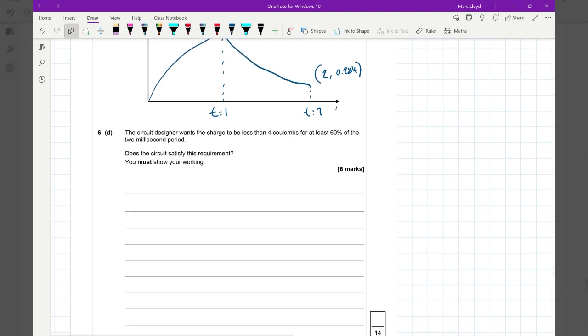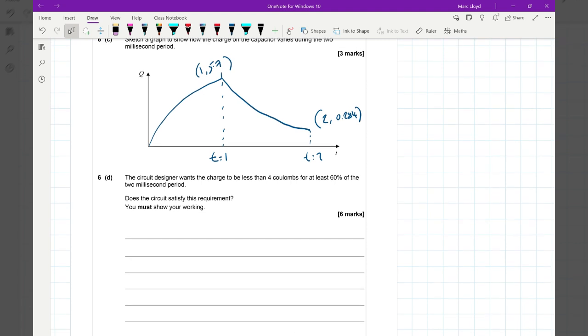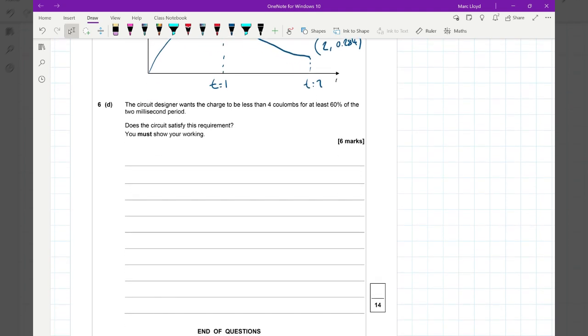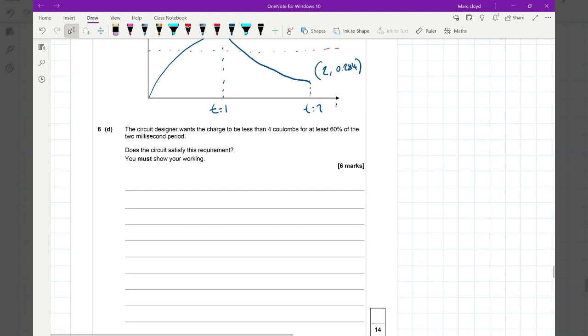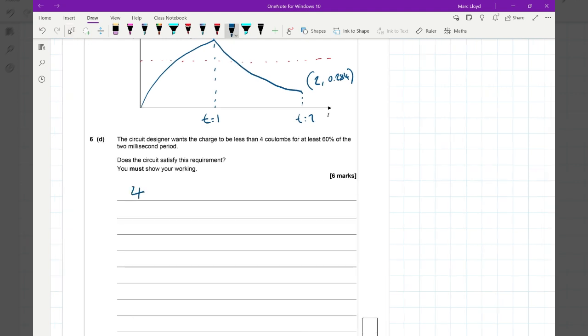Okay, part D. The circuit designer wants the charge to be less than 4 coulombs for at least 60% of the time. If I draw with a red pen, they want to see how much of it is going to be below that dotted line, but we can't use our graph to describe that. I keep saying seconds, but it's milliseconds. Does the circuit satisfy this requirement? The first thing I'm going to work out is the time at 4. When does it reach 4 at the start?